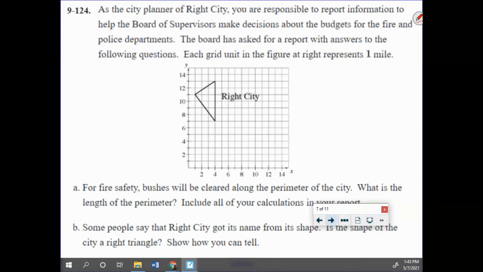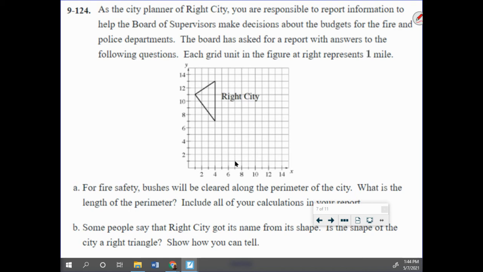Okay. We're not going to do too much more. Here we go. Stick with me here, please. Now, this one's a little unique. As a city planner of Wright City, you are responsible to report information to help the Board of Supervisors make decisions about the budgets for the fire and police departments. The board has asked you to report with answers to the following questions. Each grid unit in the figure at right represents 1 mile. So imagine all of these are just 1 mile, 1 mile, 1 mile. Every single square here is worth, or unit of the square is 1 mile.